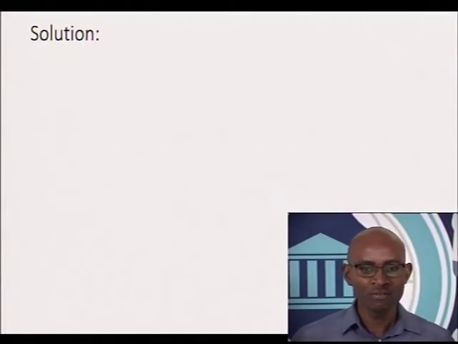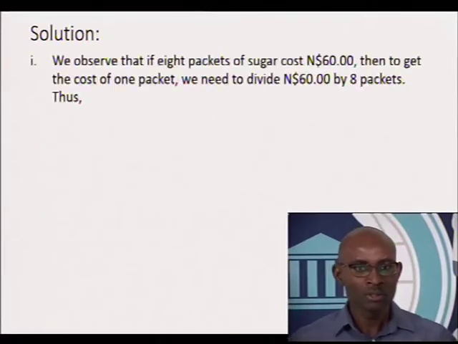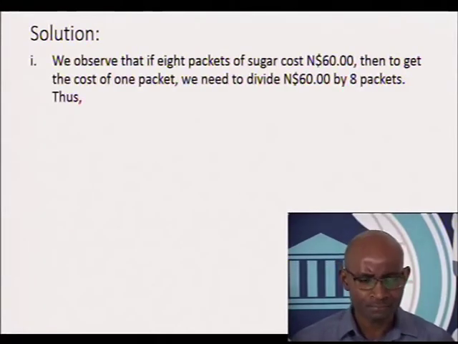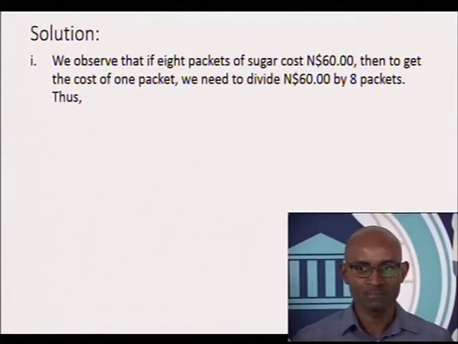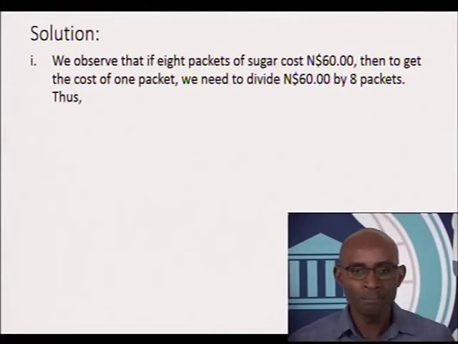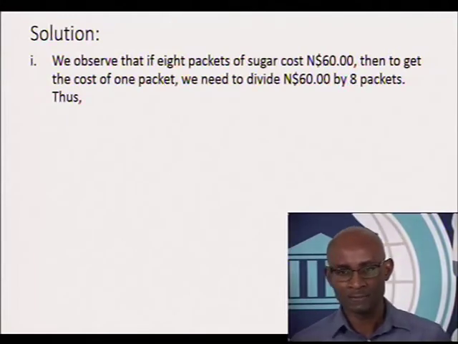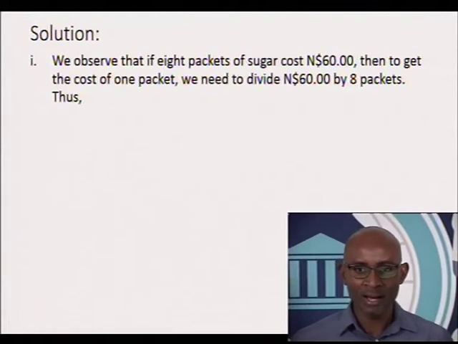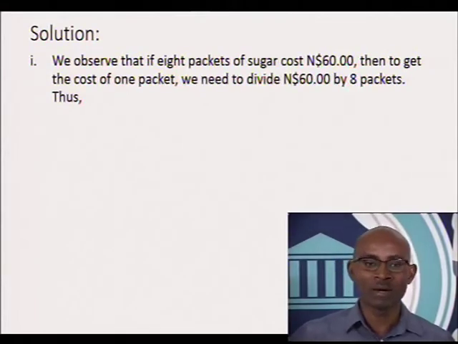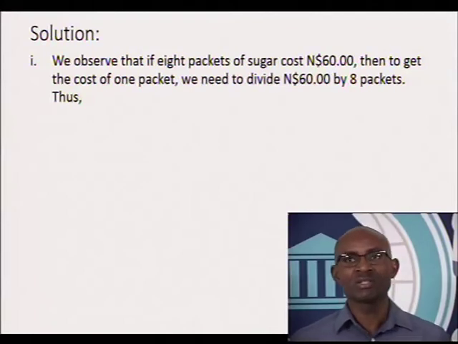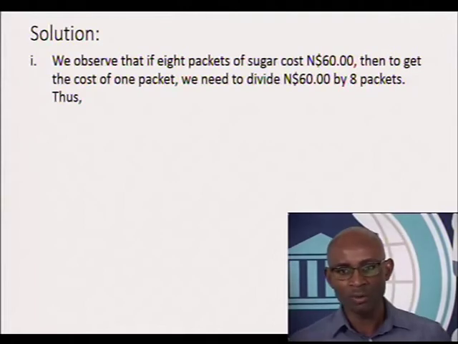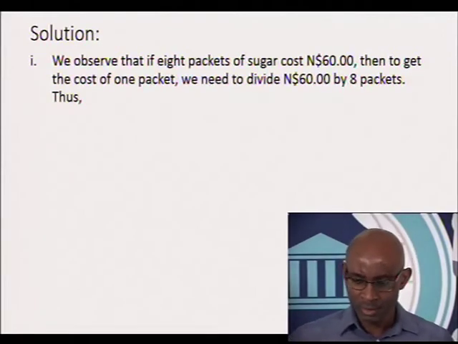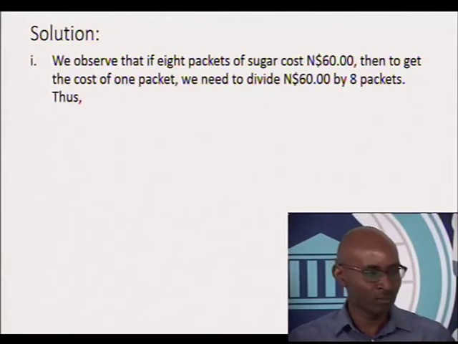So we have the following. The first thing that we observe is that if 8 packets of sugar cost 60 Namibian dollars, then to get the cost of 1 packet of sugar, we only need to divide 60 by 8, to find out how much 1 packet of sugar will cost. If the cost of 8 is 60, then the cost of 1 must be given by 60 divided by 8.